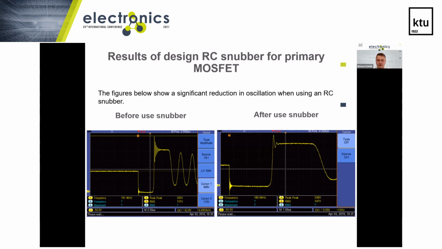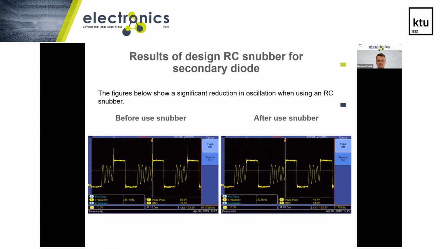Here you can see a comparison of waveforms before and after using the RC snubber, where we record a significant reduction in oscillation and also a reduction in overvoltage. The same procedure can be used for the design of the snubber for secondary diodes.